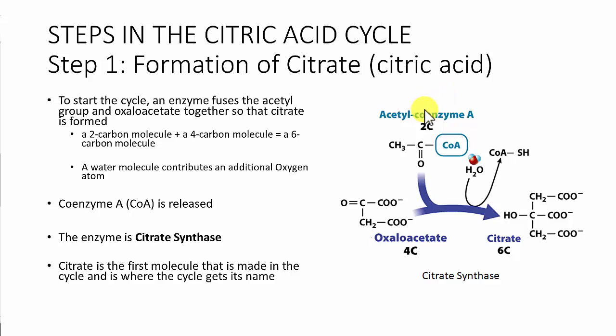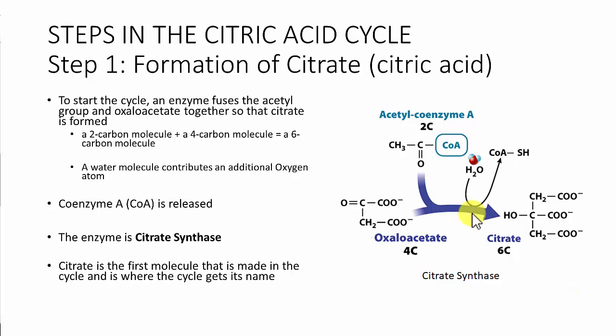Oxaloacetate is 4 carbons, acetyl is 2. These are joined together to make a 6-carbon compound known as citrate. And citrate is largely what the cycle is named after, the citric acid cycle. A lot of resources refer to it as the Krebs cycle, after Dr. Krebs, who discovered the cycle. So the citric acid term is a more practical name based on the actual molecules. The Krebs cycle is more of a tribute to the discoverer himself.